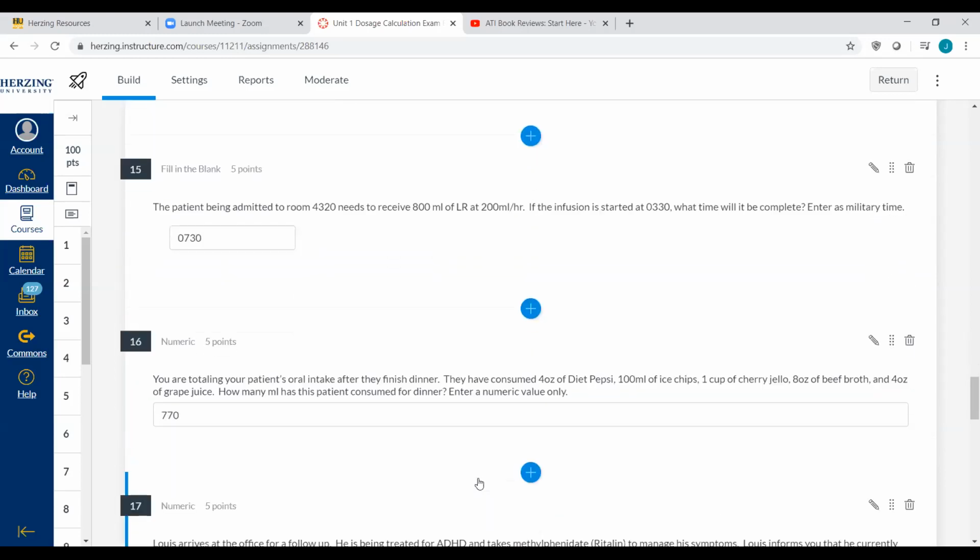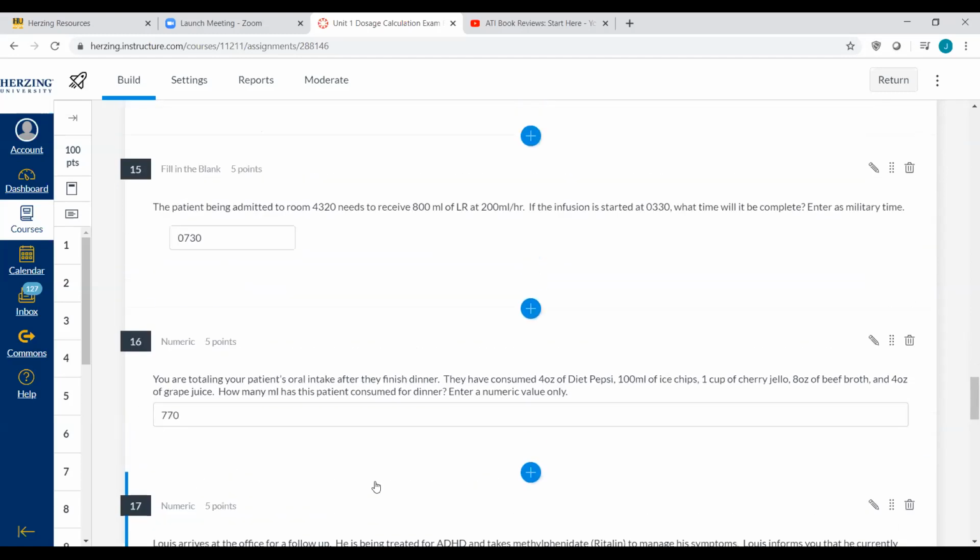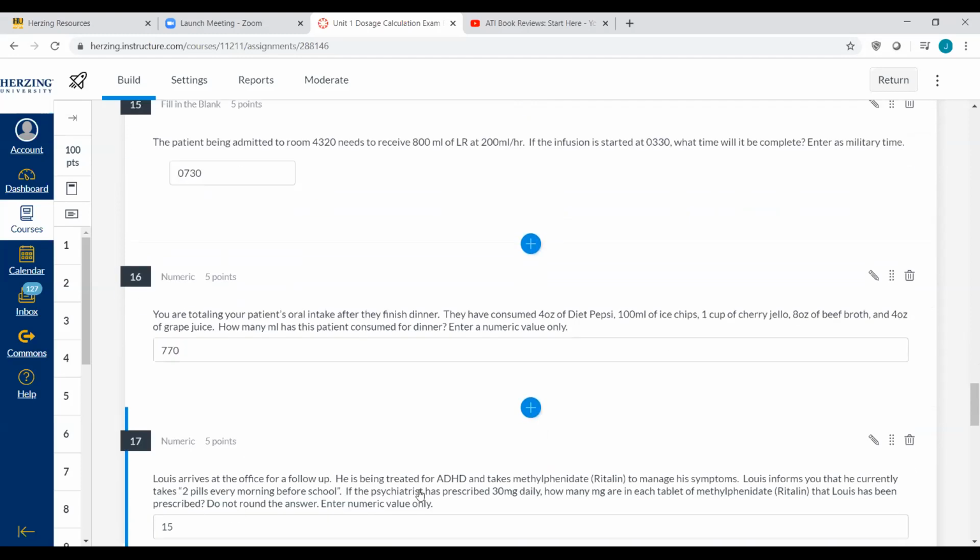All right, and then this person, I think this type of question is what your other 2 questions will be like on your test. So this kid takes 2 pills every morning before school of this Ritalin. If the psychiatrist has prescribed 30 milligrams daily, how many milligrams are in each tablet that he takes? So it's basically 30 divided by 2, right? Yeah. So the other 2 are going to be real simple.